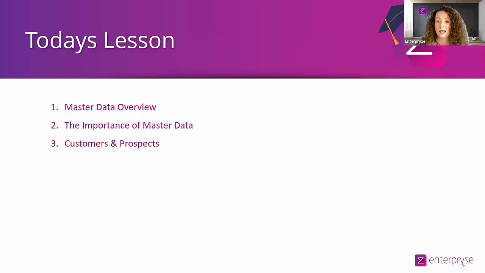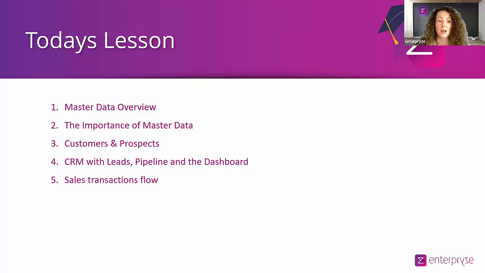So again, we'll talk about the importance of that data. We will look, of course, at defining customers and prospects and what that gives you within the platform. We will then go on to CRM with leads, the pipeline and the dashboard, and again, being able to track and monitor prospects as they move through the pipeline. We will look at the sales transactions flow, and I think it's always important to start at the very beginning for everybody to understand what each of the transactions are and what effect they will have on the system, because the assumption is that I add an order in the system and it's going to post something maybe perhaps to my accounting, but that is actually not very true.